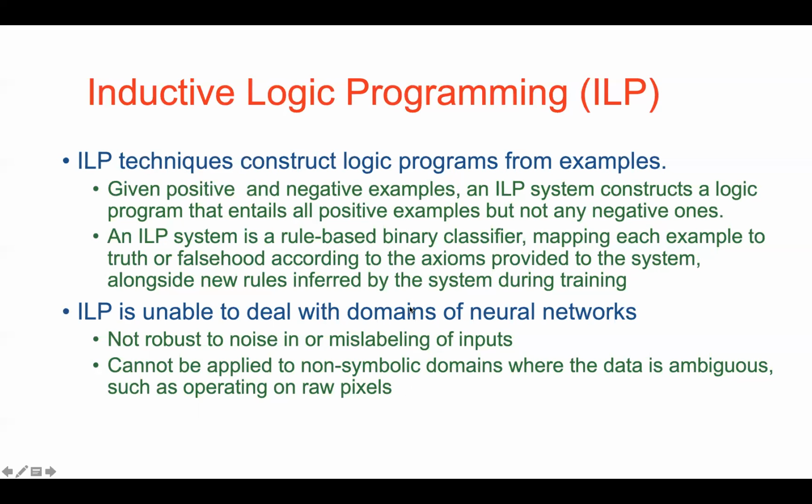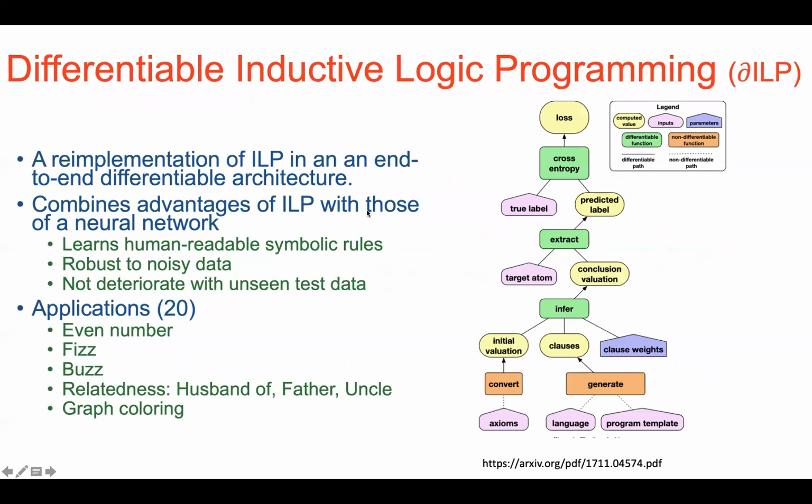So logic programming has been generalized to inductive logic programming, so that it could learn from some examples. And for this reason, some people have already introduced something called differentiable logic programming, delta ILP, which is a re-implementation of ILP in an end-to-end differentiable architecture. It combines the advantages of ILP with those of a neural network, learns human-readable symbolic rules, and does not deteriorate on unseen test data.